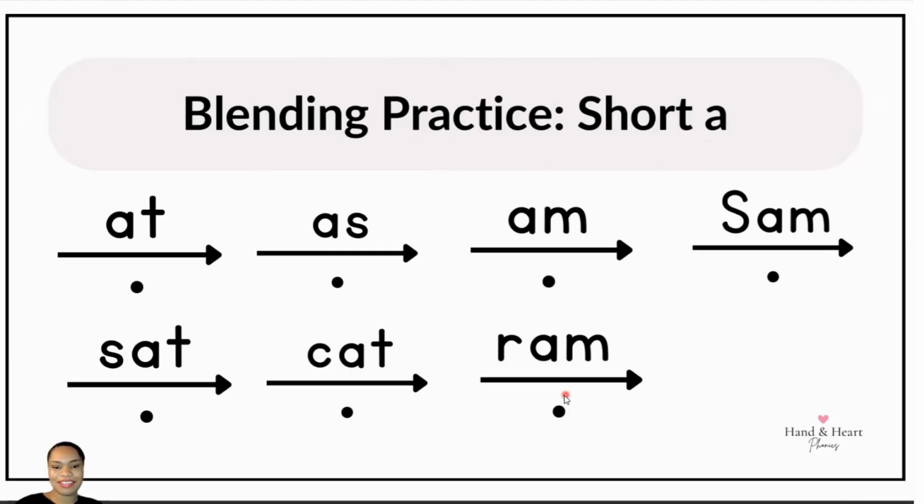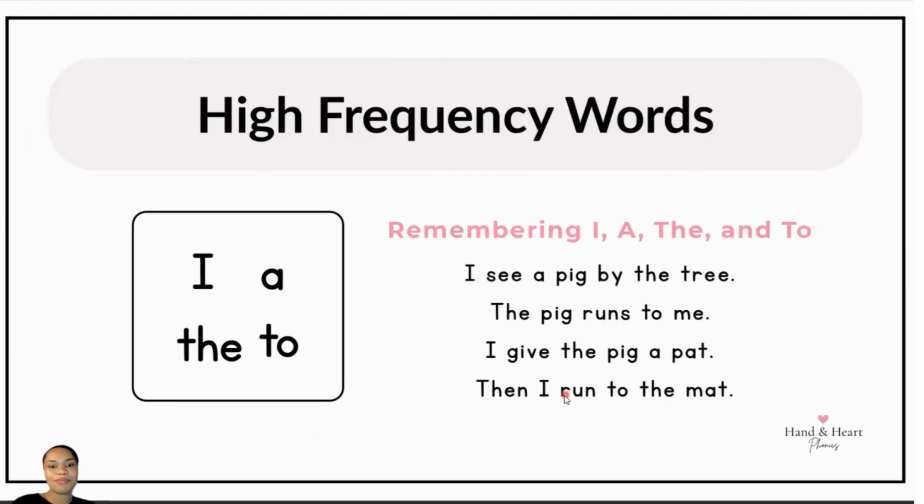Excellent work. Now we're going to move on to our high frequency words. We've already talked about I, a, the, and to in the previous unit, but we're just going to review these words. I know that when I stands alone, it refers to I as in me, myself. I am me. When we have I that stands alone and it forms a word, we use a capital I.